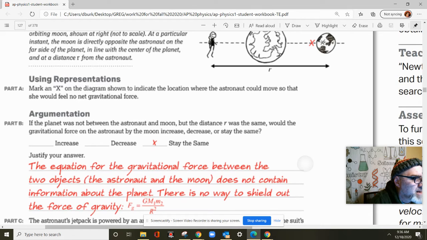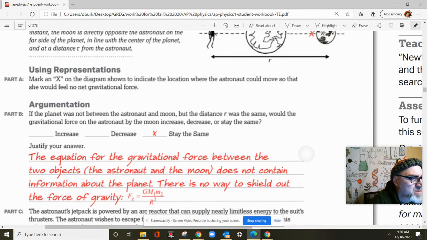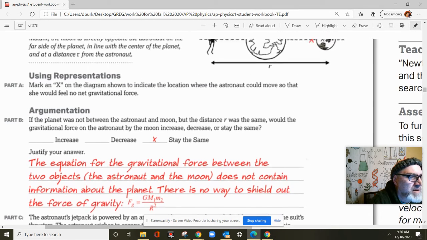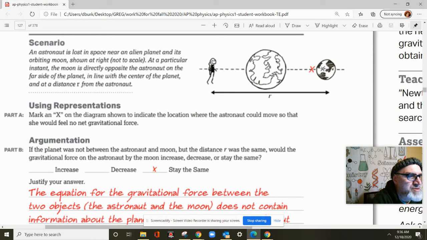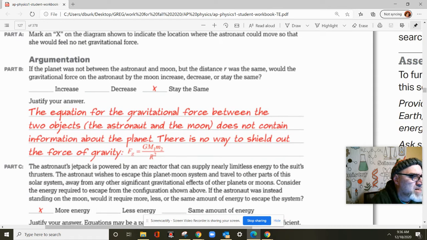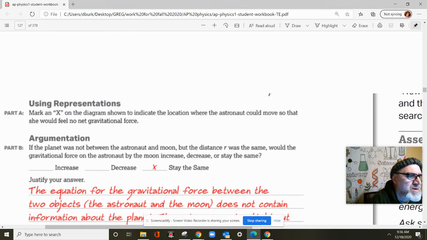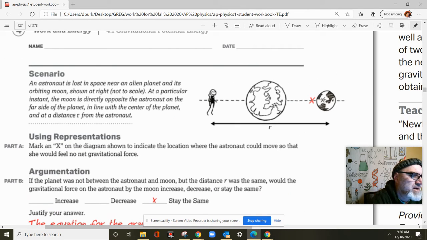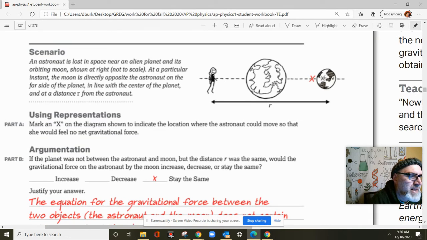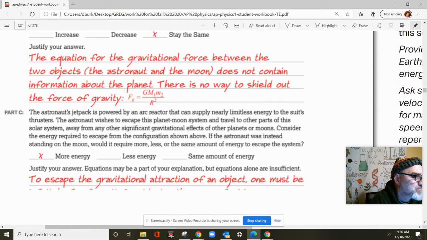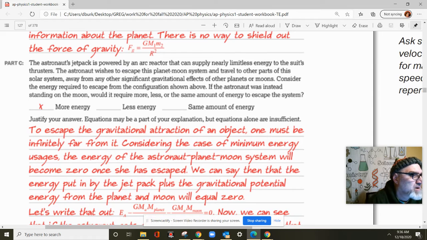If the planet was not between the astronaut and the moon, but the distance r was the same, would the gravitational... so the pull of the moon on the astronaut is related to the mass of the moon and how far away the astronaut is from the center of the moon. That's not going to change just because the planet's not there, right? The gravitational force of the planet on the astronaut is independent of the gravitational force of the moon on the astronaut. They will add together to create a net force, but they don't affect each other, in other words.